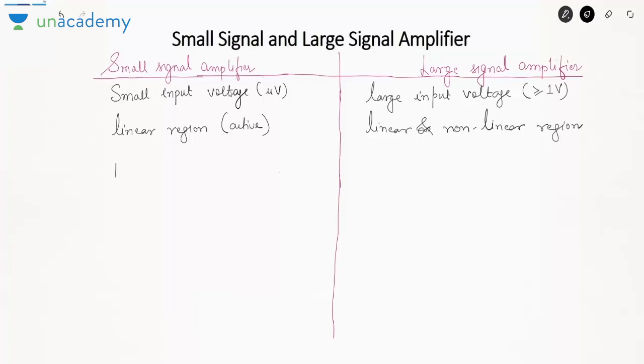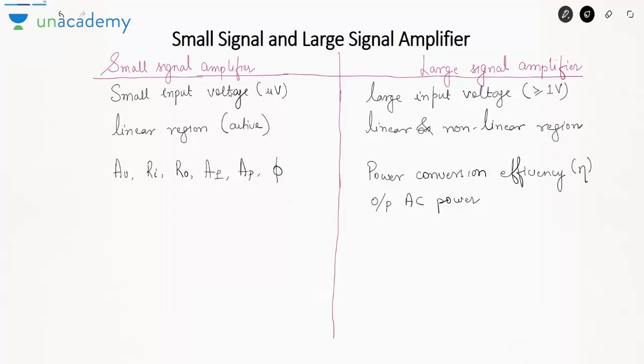What did we derive for small signal amplifier? Voltage gain, input resistance, output resistance, power gain, current gain, and phase shift. These were the parameters that we were interested in when we were discussing the small signal model. Here we will have power conversion efficiency, which I am calling eta. Then output AC power, because this power will be used in computing efficiency. Output DC power, and then distortion, harmonic distortion. These harmonics will arise due to this non-linear region. Okay, that is why I am calling it harmonic distortion.